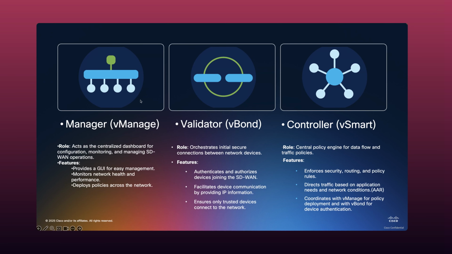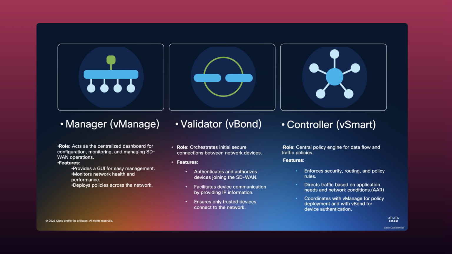You've got your manager, formerly known as vManage. This is the dashboard for all configuration and monitoring, and if you want to do things manually, this is the way to go. This is also how you interact with the infrastructure via API. The validator orchestrates the initial secure connection across the network devices. It authenticates that device, makes sure that it has the right to be in this network, and that's it. It finishes its role as soon as that device is authenticated. The controller, or the vSmart, is where all of your control plane happens.